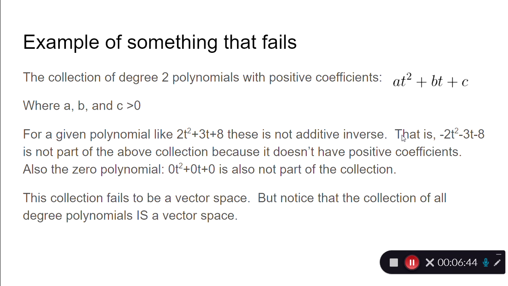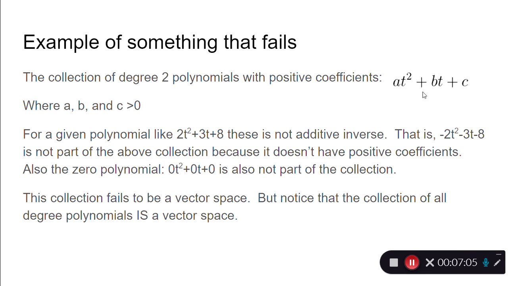All right. I'll try another example, something that fails. So here's an example of a collection. Degree 2 polynomials. So remember, degree is the highest power. With positive coefficients. So this is a specific collection, quadratic functions with positive coefficients. A, B, and C are positive.